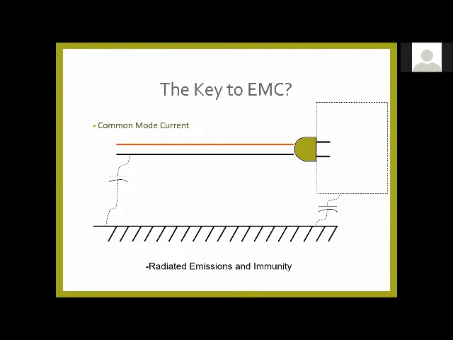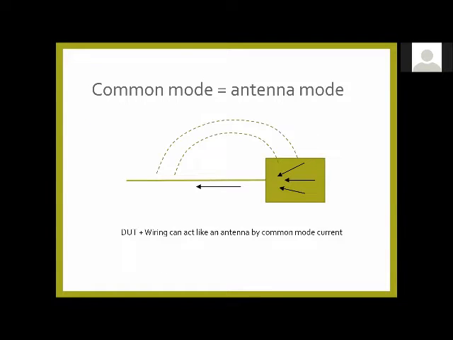Common mode currents, we don't like. They're also called antenna mode currents, and they radiate. A device under test plus wiring will act like an antenna because of the common mode currents.